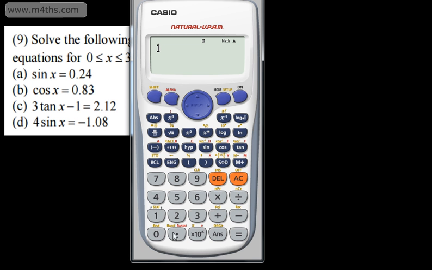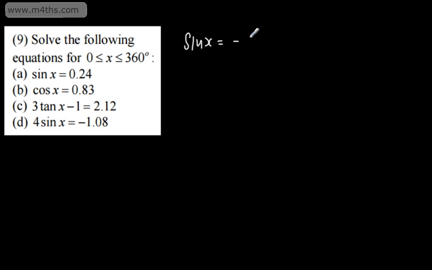Okay, let's look at this one. Right, this one looks a little nasty. So dividing both sides by 4, sine x is going to be equal to negative... what's that going to give me? 0.27? 1.08 divided by 4 is 0.27. So let's go ahead and write that. So it's equal to negative 0.27. So principal value, this is going to give us another negative answer.